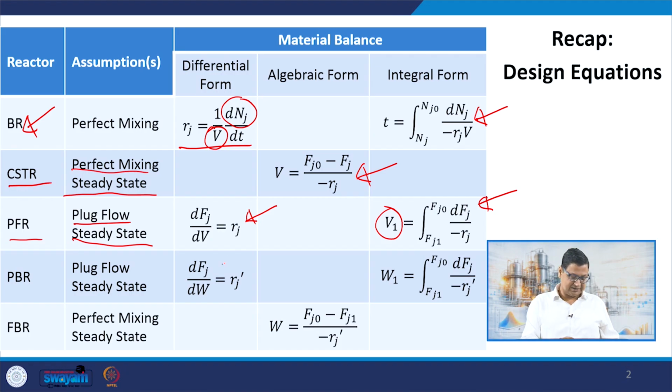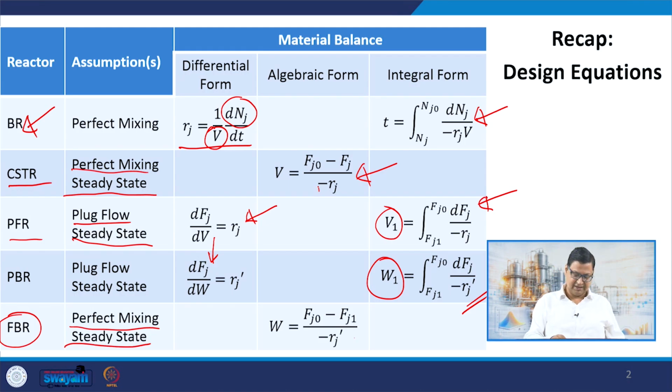For the packed bed reactor, we model it similarly as the plug flow reactor, but we replace V by W and Rj with Rj prime, and similarly for the integral form we replace V1 by W1 and minus Rj by minus Rj prime. And finally, the fluidized bed reactor is modeled as a CSTR. Again, we assume perfect mixing and we typically assume steady state, and then we have an equation very similar to what we had for the CSTR, except that we replace V by the weight of catalyst and Rj with Rj prime, that is per unit weight of catalyst as opposed to per unit volume per unit time.